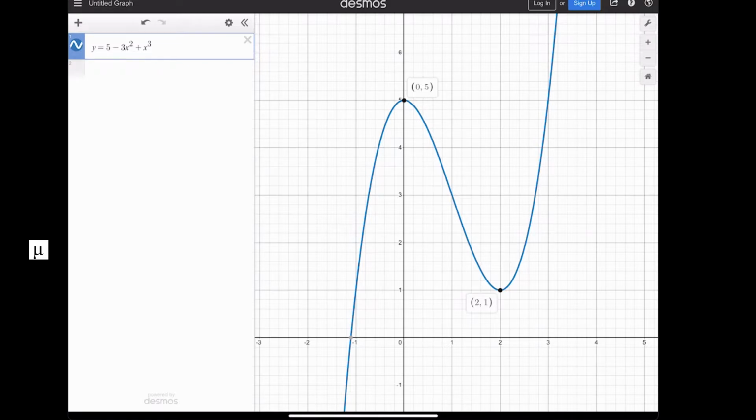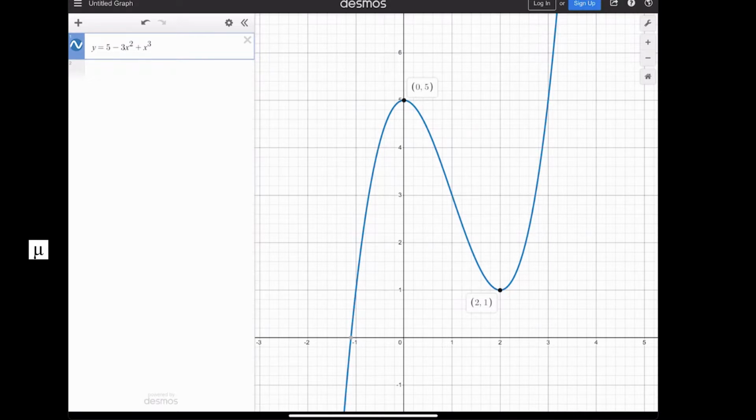But does anybody see anything here, anything that's additional? You might see something here. At 0, 5, aren't you at the top of a hill? What does it mean you're at the top of a hill? You're at a max. Good, a relative max.